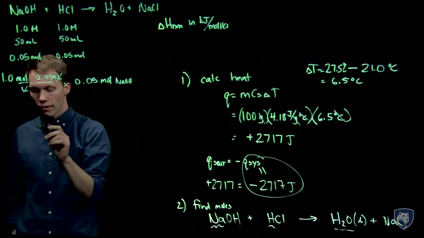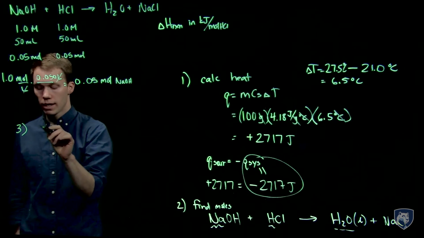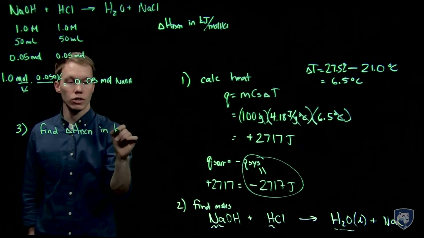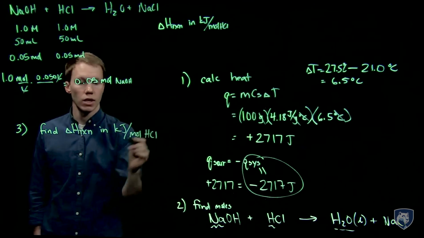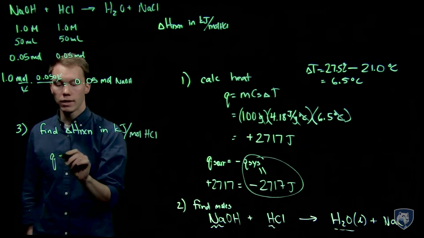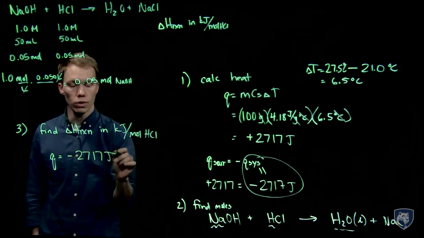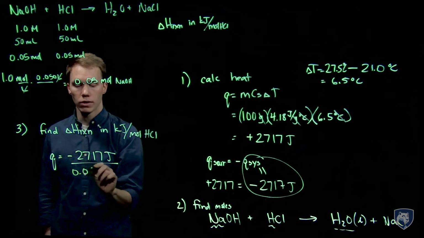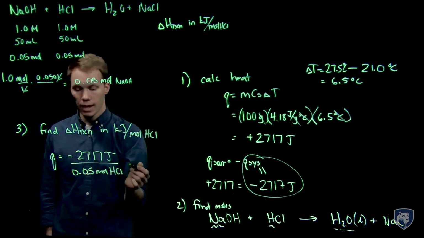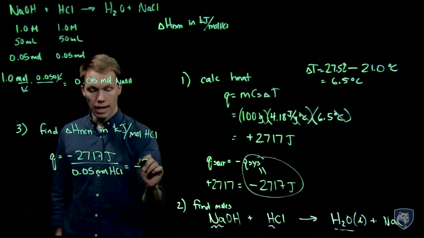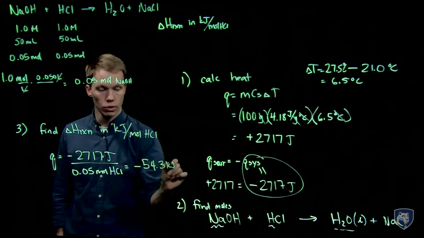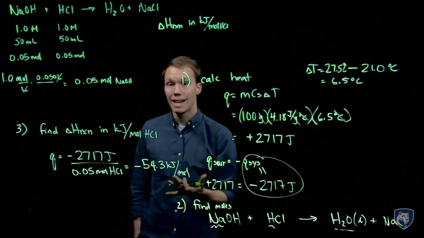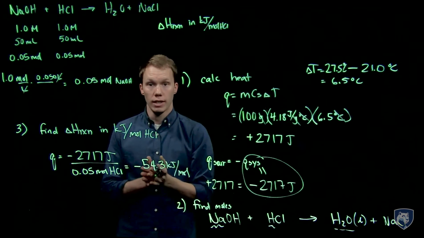And then from here, step 3 would be to determine delta H reaction in kilojoules per mole of HCl. So we need to take the kilojoules, so Q is equal to minus 2717 joules, and divide that by how many moles of HCl reacted, 0.05 moles of HCl, and that gives me a number of minus 54.3 kilojoules per mole. So this is the way of normalizing the heat of reaction, okay?